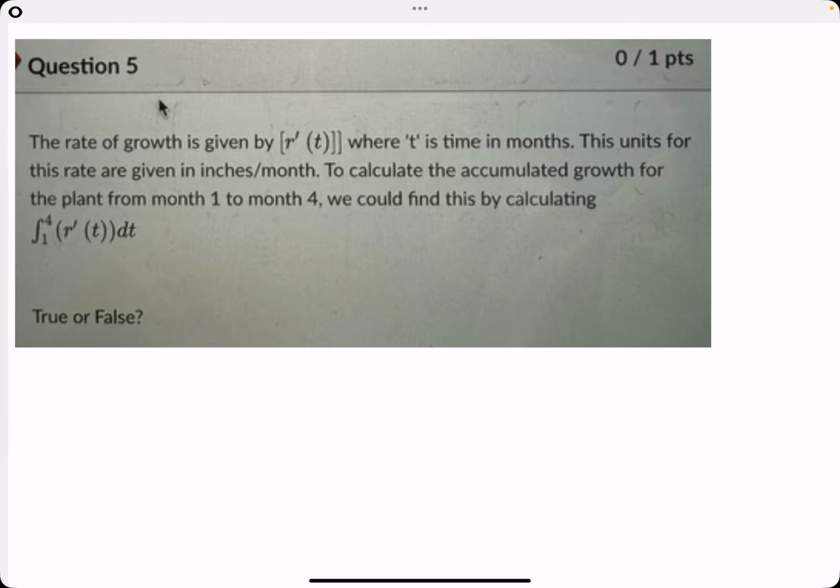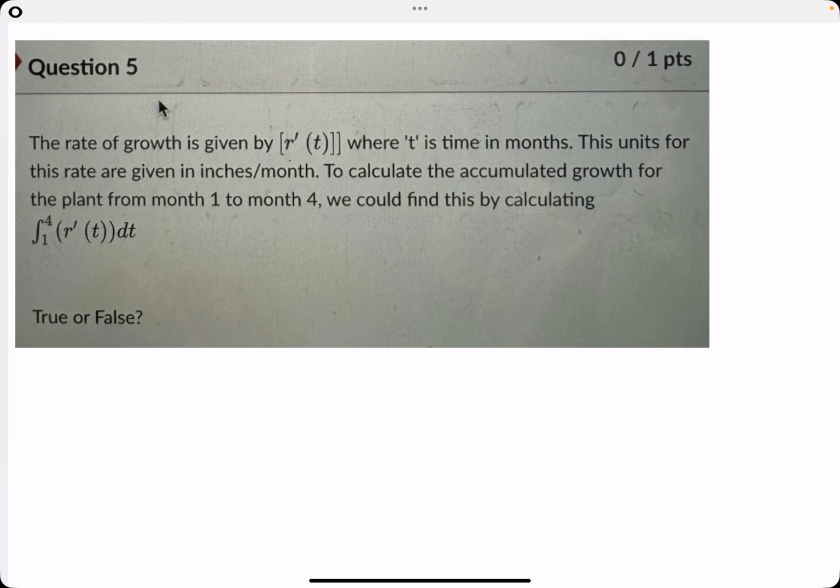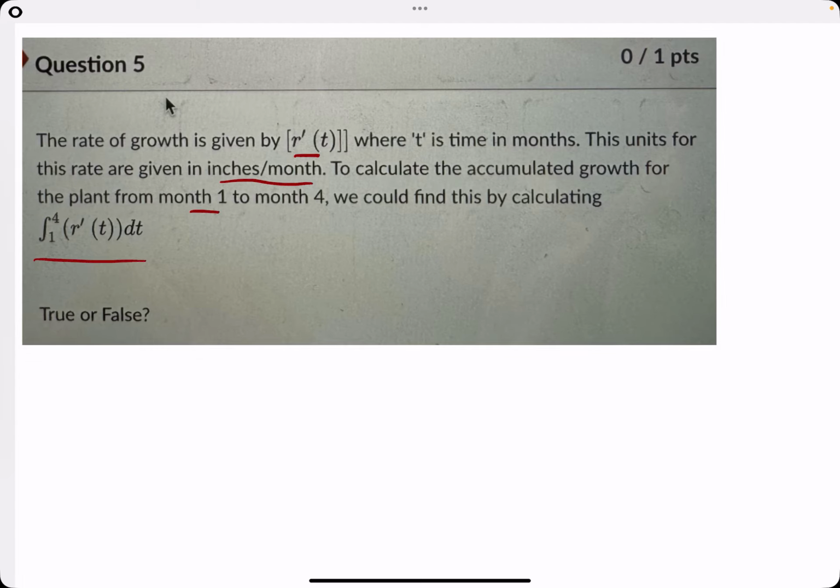Halfway through, number 5. Rate of growth is given by r prime. T is time in months. The units for this rate are given in inches per month. To calculate the accumulated growth for the plant from month 1 to month 4, we could find this by calculating the integral from 1 to 4 of r prime of t dt. True or false? I think that is true. So month 1 to month 4, t is time in months, so that checks out.